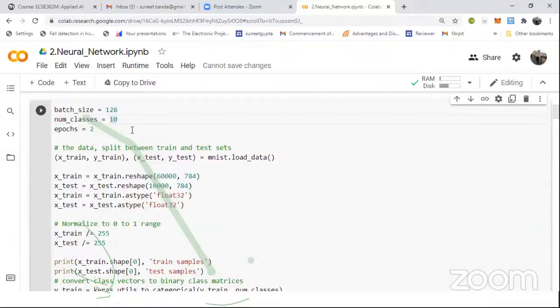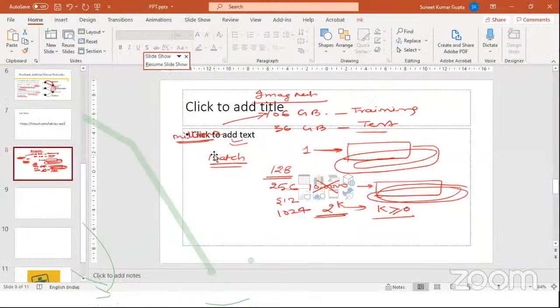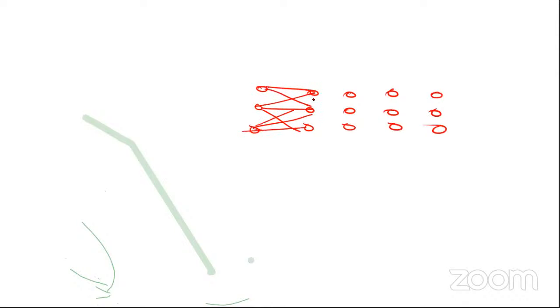Now epoch equals 2. I'll let you know what we mean by epoch. Epoch means one neural network is there. Here you can see, and a connection is there like this.